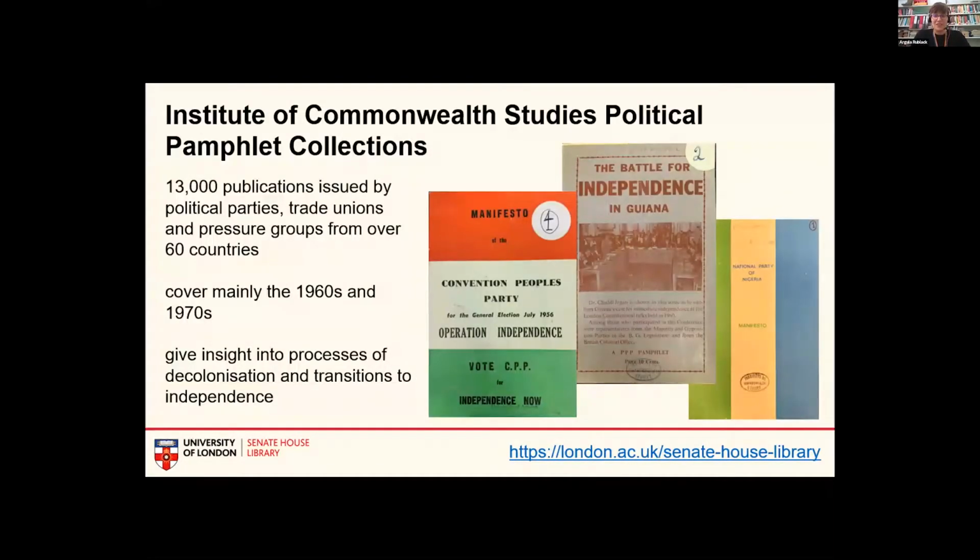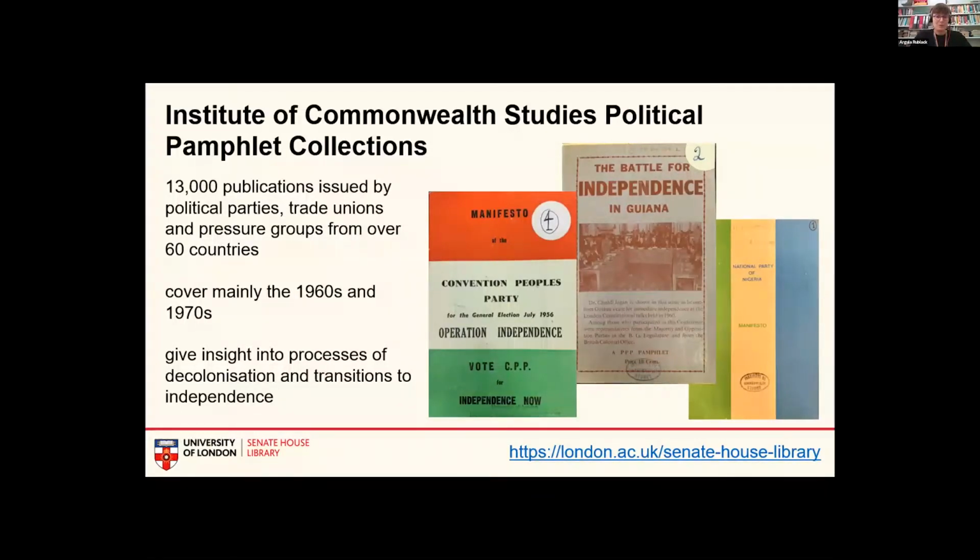Another really great resource that the Institute of Commonwealth Studies library and archive offers is its political pamphlet collections. The materials come from over 60 different countries, including current Commonwealth members and former British colonies. They largely date from the 1960s and the 1970s, and they give insight into the processes of decolonization and transitions to independence in many cases.